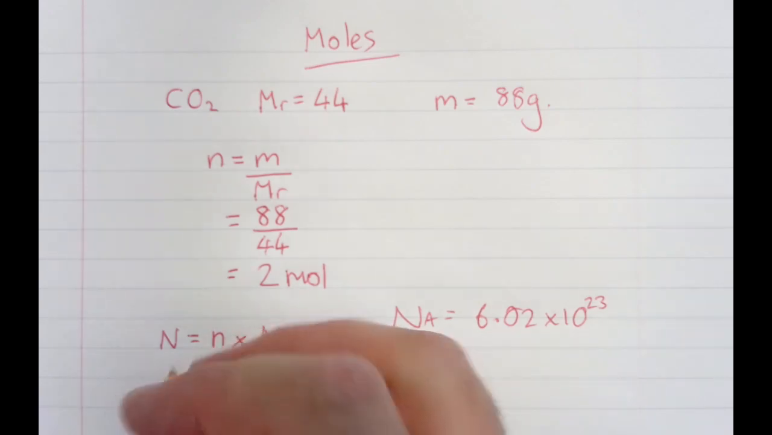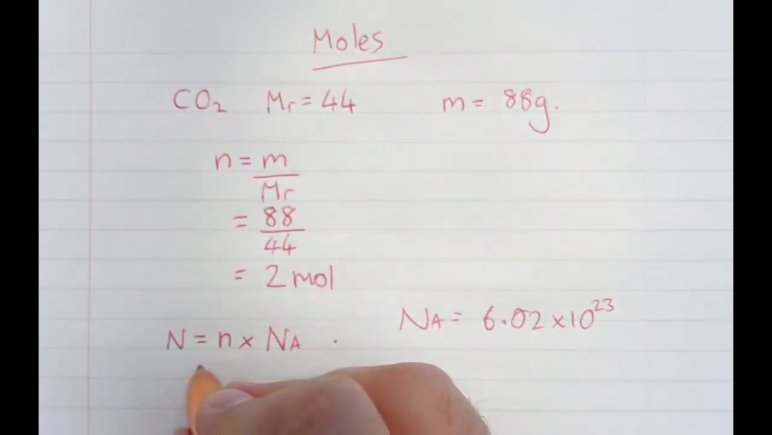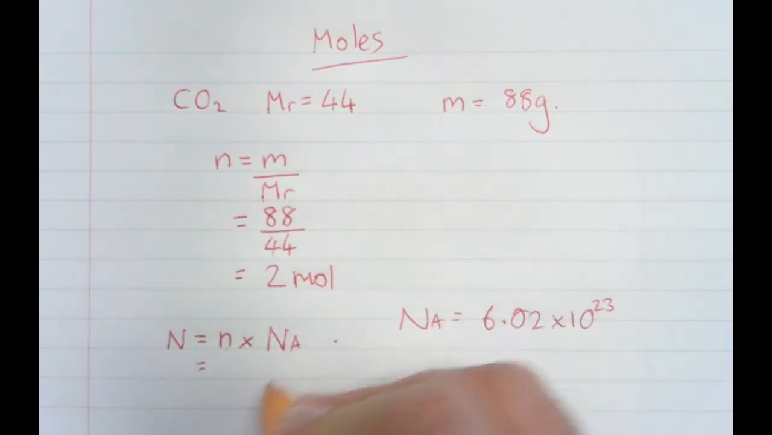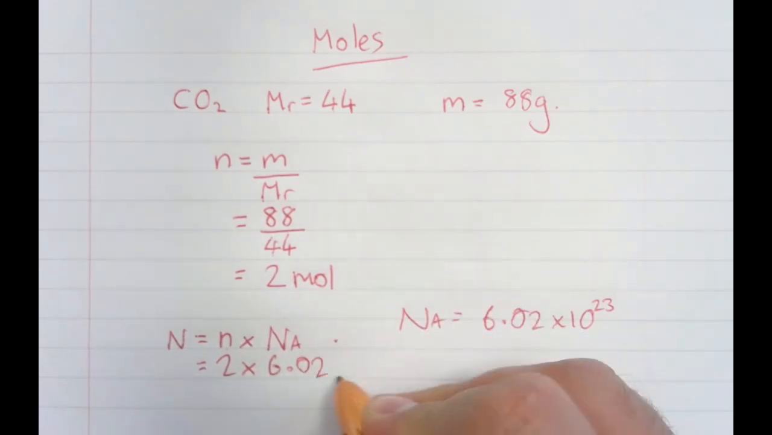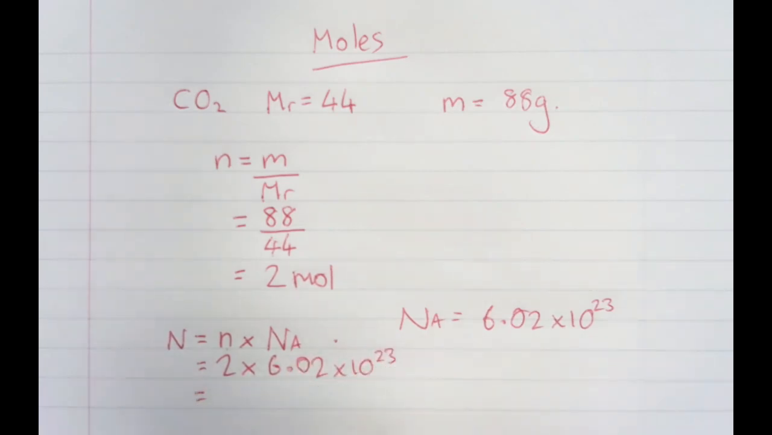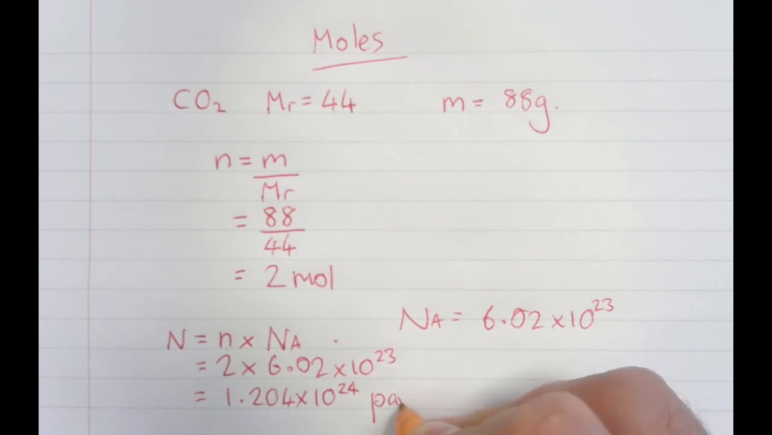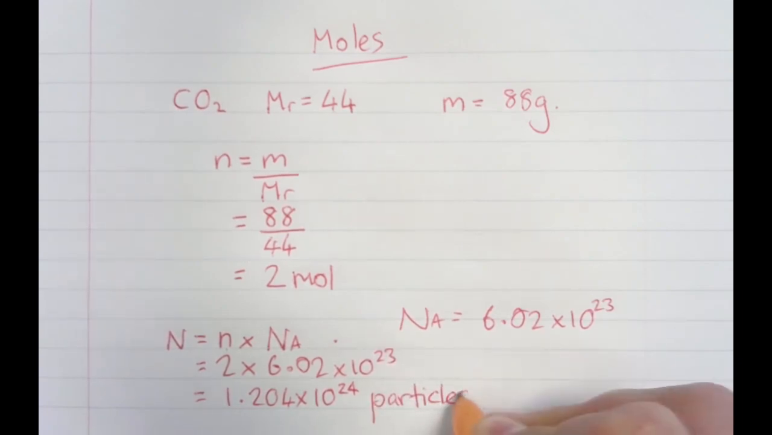So in this instance, we'd like to know how many particles of carbon dioxide we have. So we'd simply do the number of moles, which was just calculated there, multiplied by Avogadro's number, which is 6.02 times 10 to the 23. If we were to type that into our calculator, that would give us 1.204 times 10 to the 24 particles.